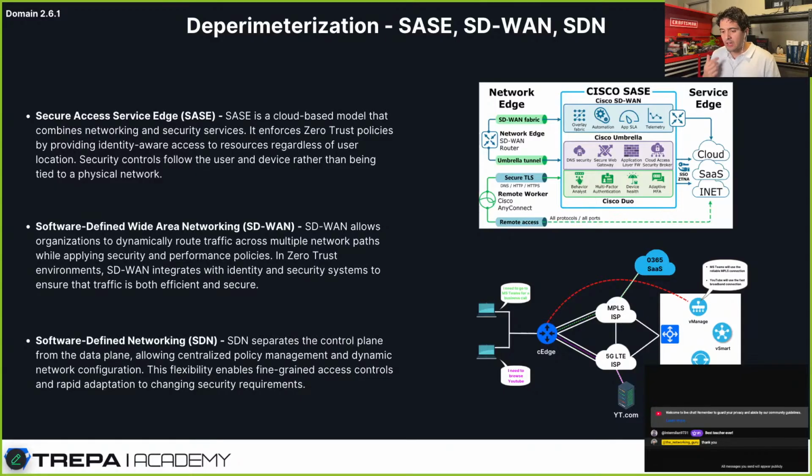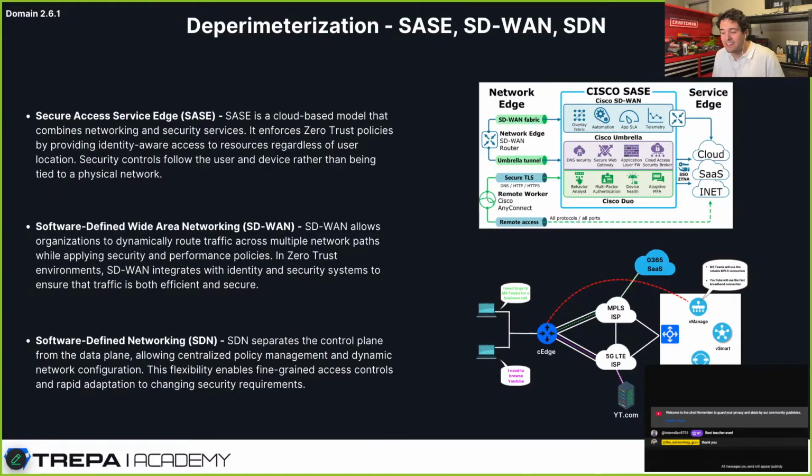SD-WAN, software-defined WAN, is essentially a single pane of glass where you have all these edge nodes with multiple ISP connections that allows you to have actual application control across those multiple paths without asynchronous routing. So let's just read the slide. SD-WAN allows organizations to dynamically route traffic across multiple network paths while applying security and performance policies. So in zero trust environments, SD-WAN integrates with identity and security systems to ensure that traffic is both efficient and secure. And it is true, when you're onboarding a device into Cisco SD-WAN, you need a certificate authority that's trusted, and devices need to authenticate and be trusted before they're allowed into that SD-WAN environment.